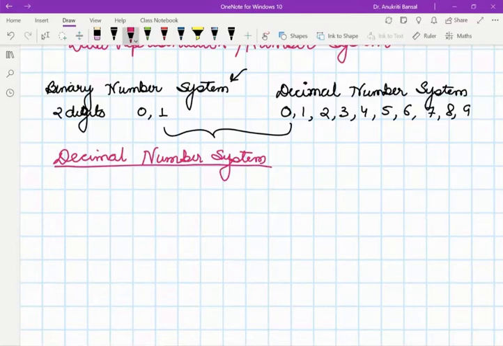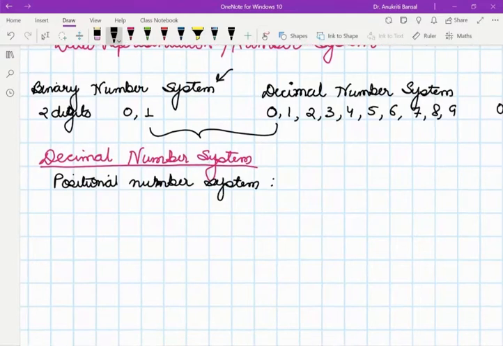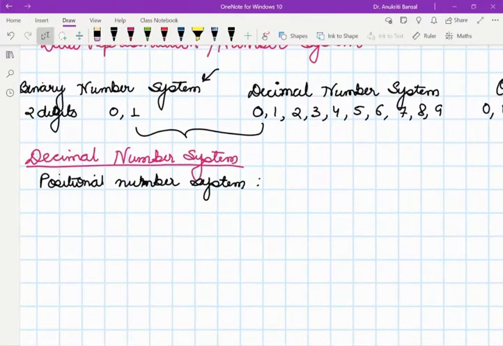As told, it uses 10 digits to represent any number. A combination of these 10 digits can be used to represent any number. And when we talk about number systems, we have the positional number system. What do we mean by positional number system? That is, a weight is associated with every digit position, and that weight represents the relevance of that particular position.